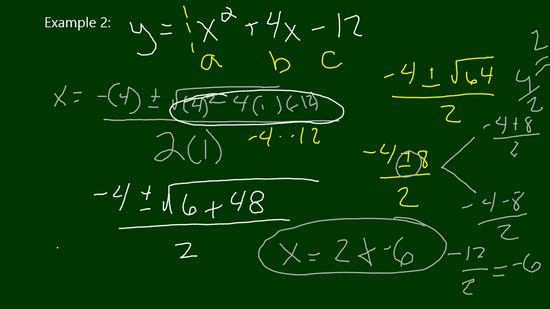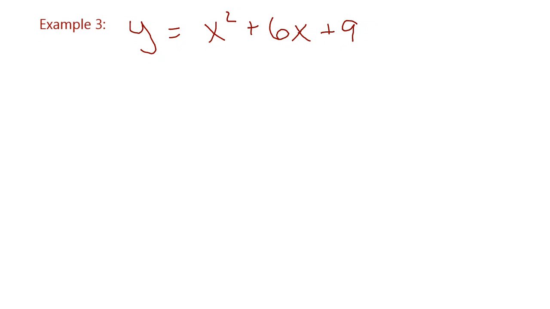What that means is if we were to graph this function, it would cross the x-axis at 2 and negative 6. Example 3. We have y equals x squared plus 6x plus 9. First step is label our a, b's, and c's. So a, again, is 1, b is positive 6, and c is positive 9.